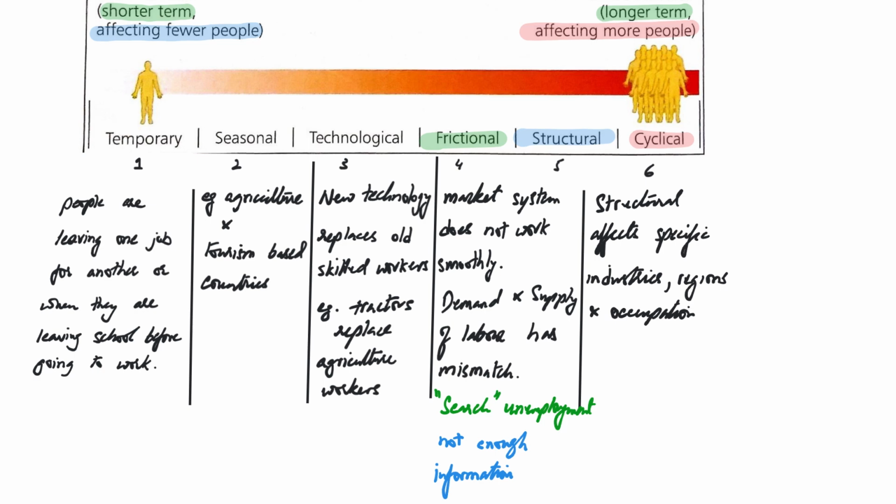An example of this could be that a country is moving away from primary industry to secondary industry.